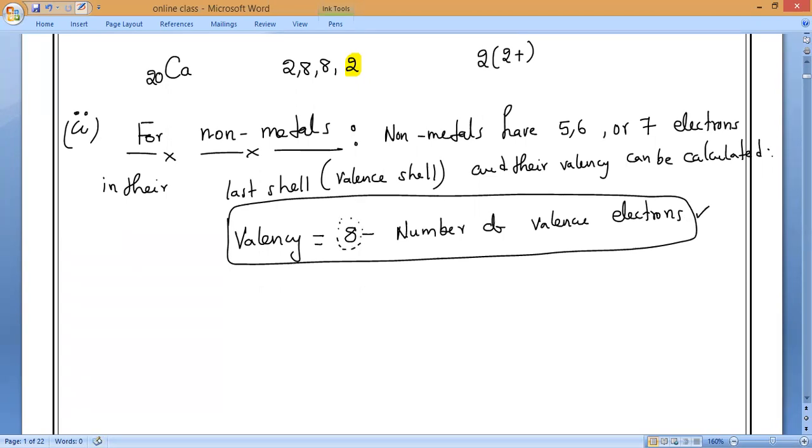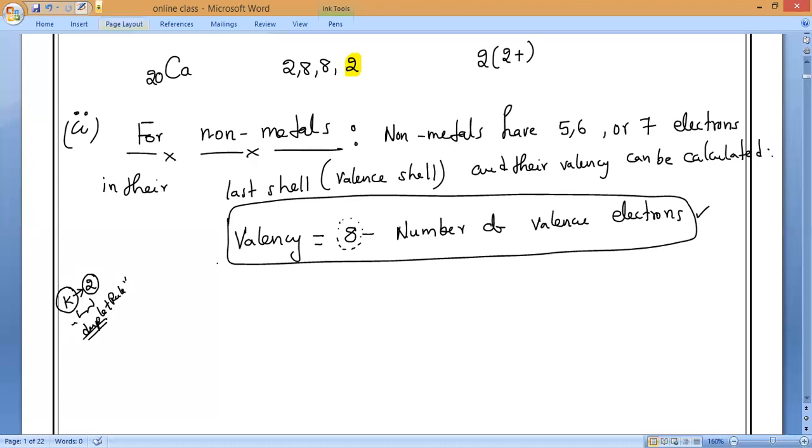Can you tell me what that rule is called? Octet rule. And only one shell is there, that shell is the K shell, and maximum how many electrons? Only 2 electrons. What is that rule called? Duplet rule. Mind that.